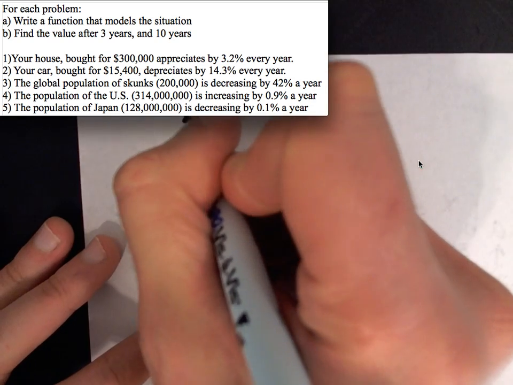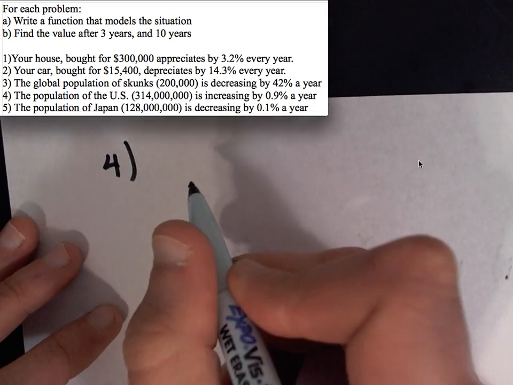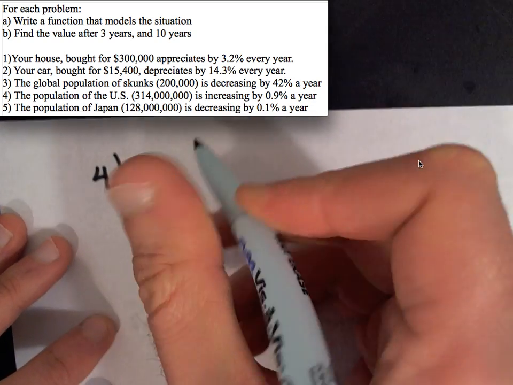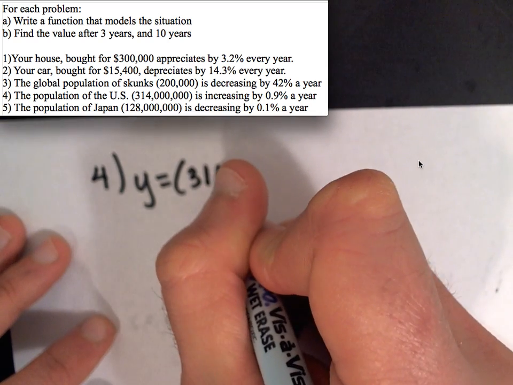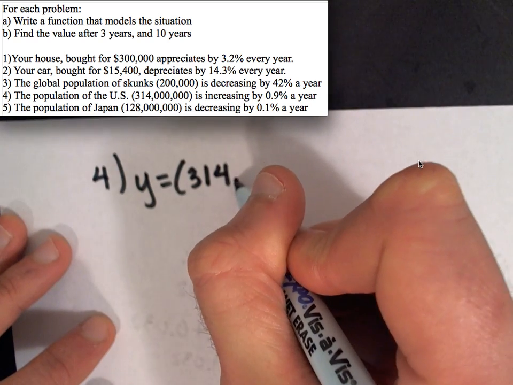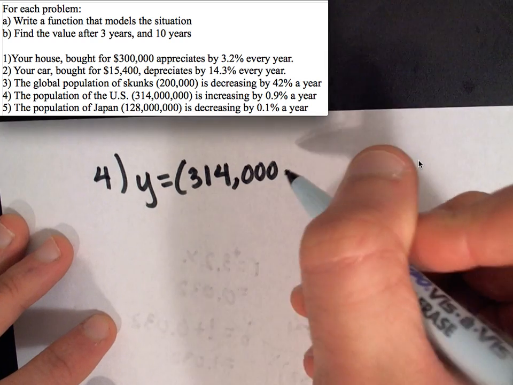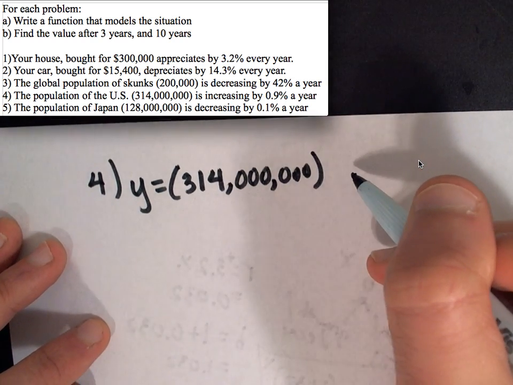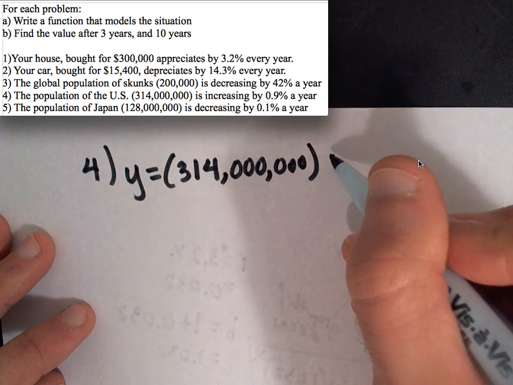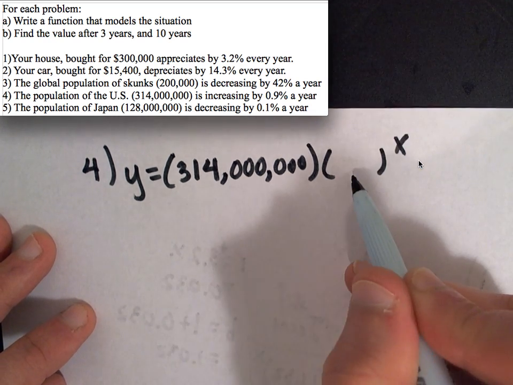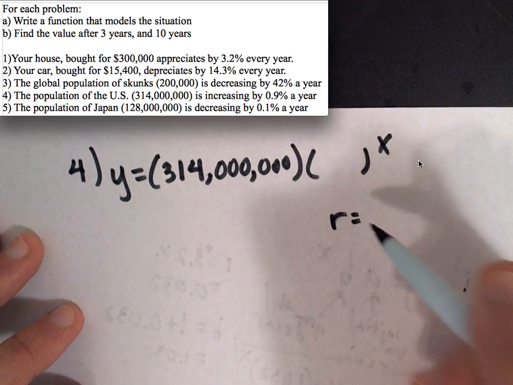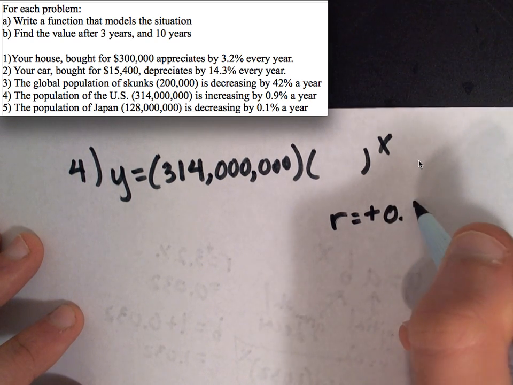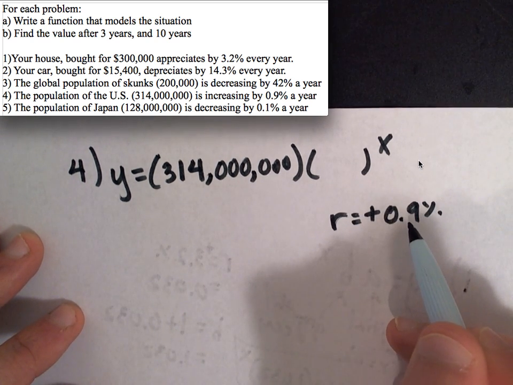Number 4. All right, the population of the U.S. This is fairly accurate, although I kind of rounded. 314,000, so 314 million. And it is increasing by 0.9% a year. So we'll figure out our B right here. So our rate, first off, it's increasing, so plus 0.9% increasing.